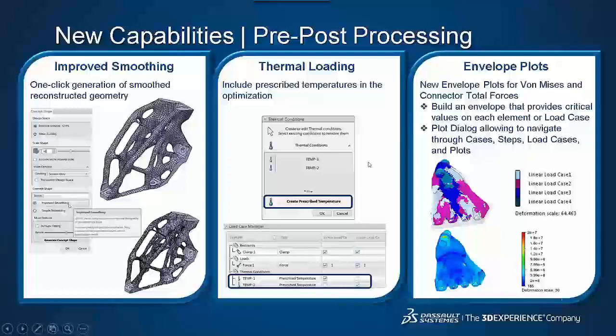The ability to include prescribed temperatures has also been added to the Functional Generative application, and this lets you account for things like hot or cold load cases in your optimization. So we also have some new envelope plot capabilities, and these really help you understand which load cases are impacting different areas of your design through this color coding and these envelope plots.